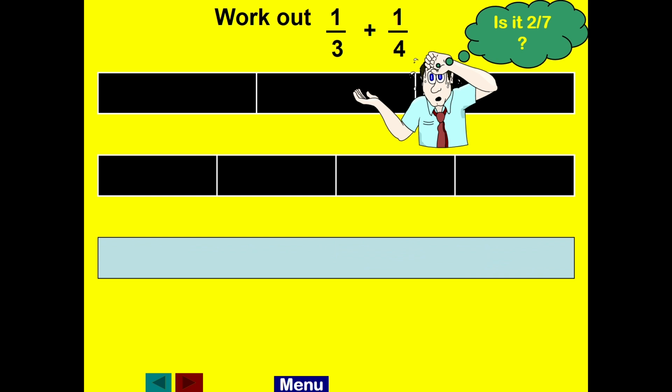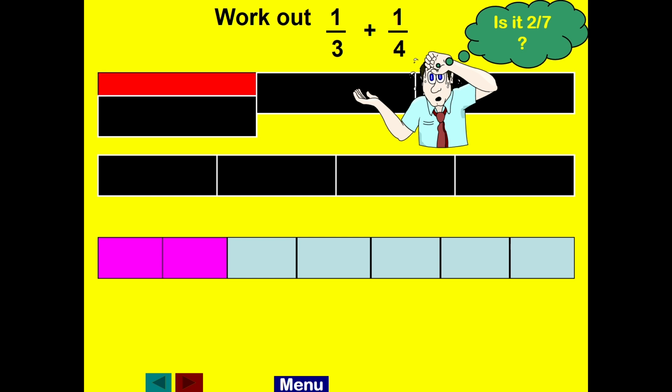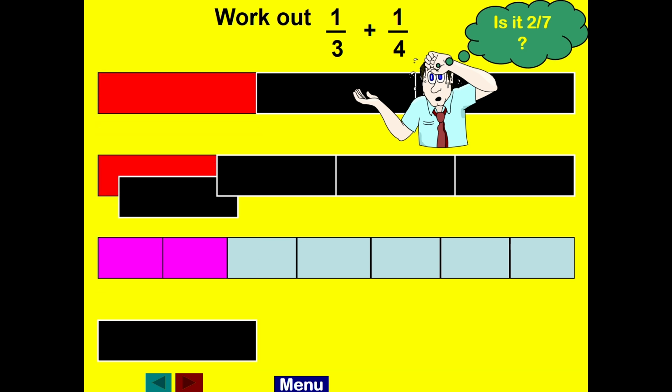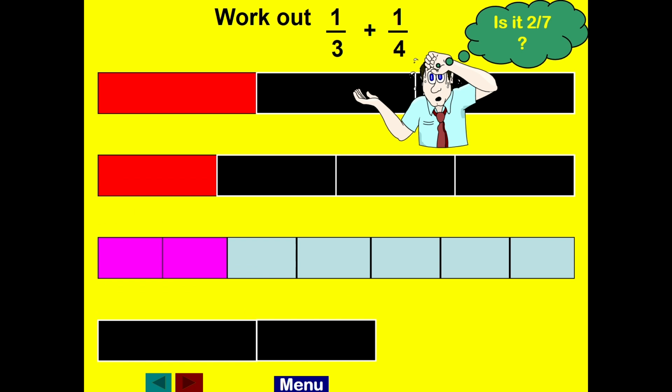Let's check this. Imagine you have another whole box and divide it into 7 equal portions. So each portion represents a seventh. 2/7 means two portions of this box. And does this equal a third plus a quarter? And the answer is no.